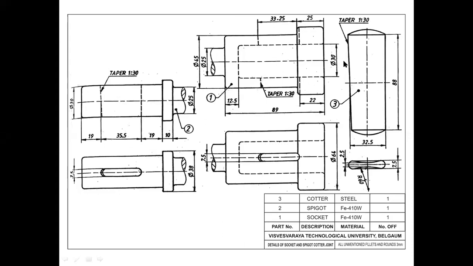And today we are going to discuss how to draw this taper and how to create this cotter part in the solid part diagram. We have already done it in the previous cotter joint. Once again, we are going to create this cotter for this socket spigot cotter joint assembly.